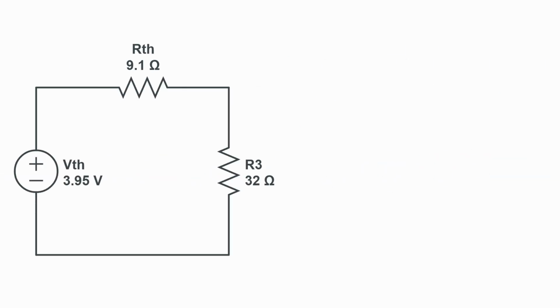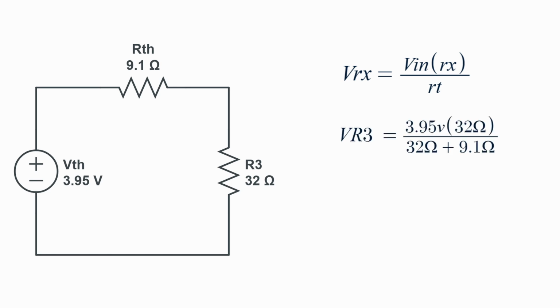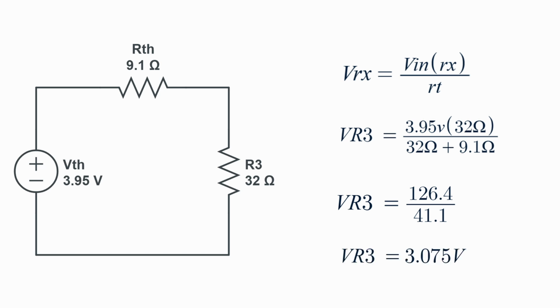Now we just use the voltage divider to find the voltage in R3. We multiply the input voltage by the 32 ohms and then divide by the sum of the resistors, which will give us the value of 3.07 volts for resistor 3. And there you go, that's the first circuit solved by Thevenin's theorem.